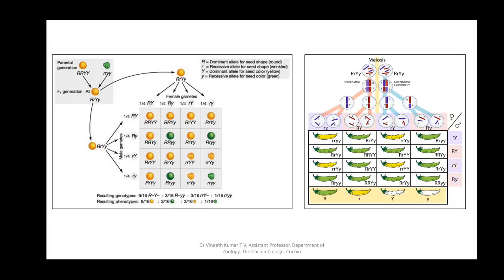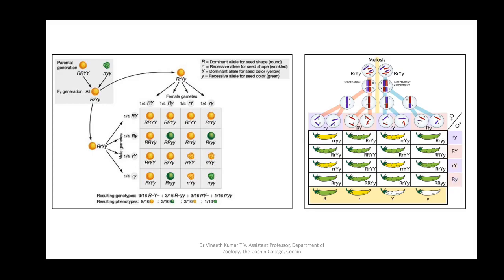In the last session, we discussed the monohybrid cross and the cytological explanation of the monohybrid cross. And today we are going to see the second type of Mendelian cross, which is the dihybrid cross, and the cytological explanation of the dihybrid cross. So a dihybrid cross is nothing but a cross which involves two distinct characters.